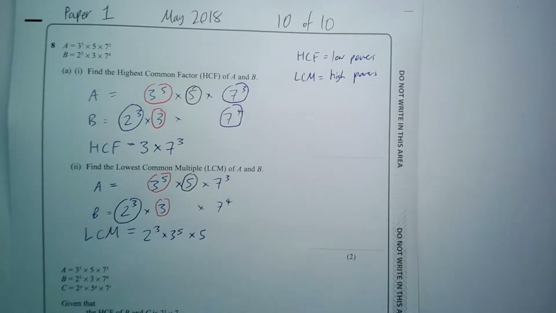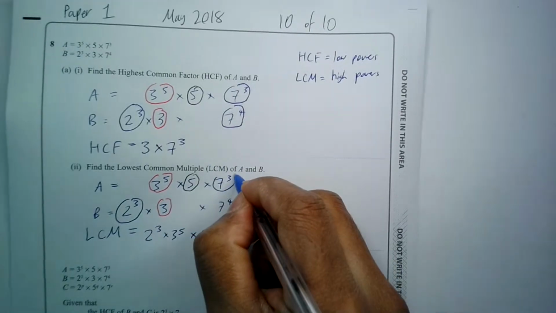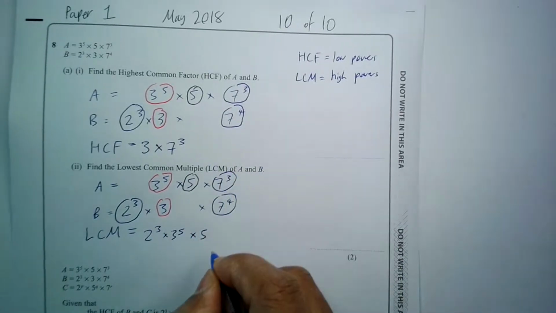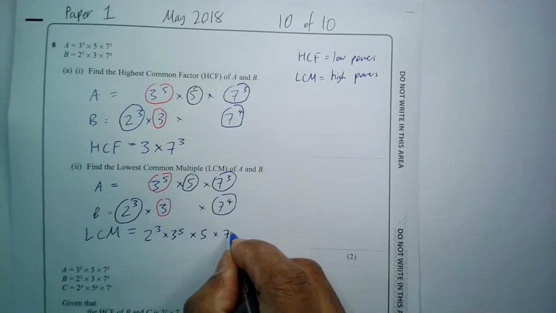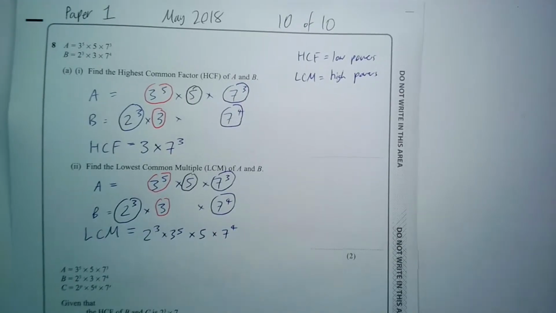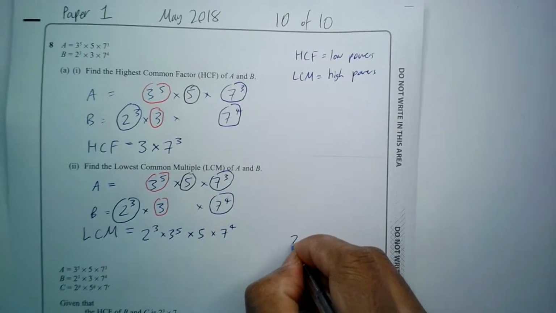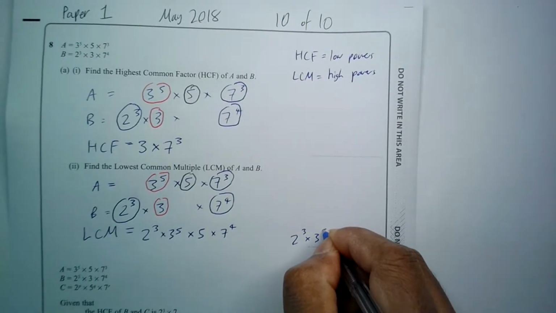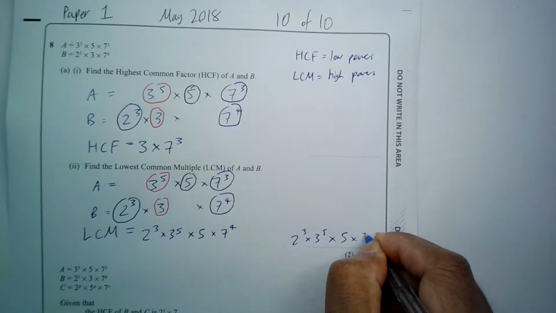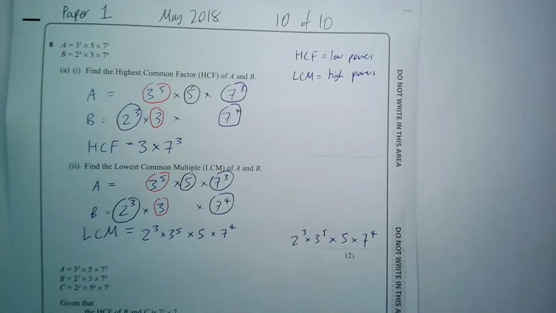And then the next one I have is 7 to the power 3 and 7 to the power 4. Which one is larger? It's 7 to the power 4, so I choose that one. And so that's my LCM: 2 cubed times 3 to the power 5 times 5 times 7 to the power 4. Well done if you got that right.